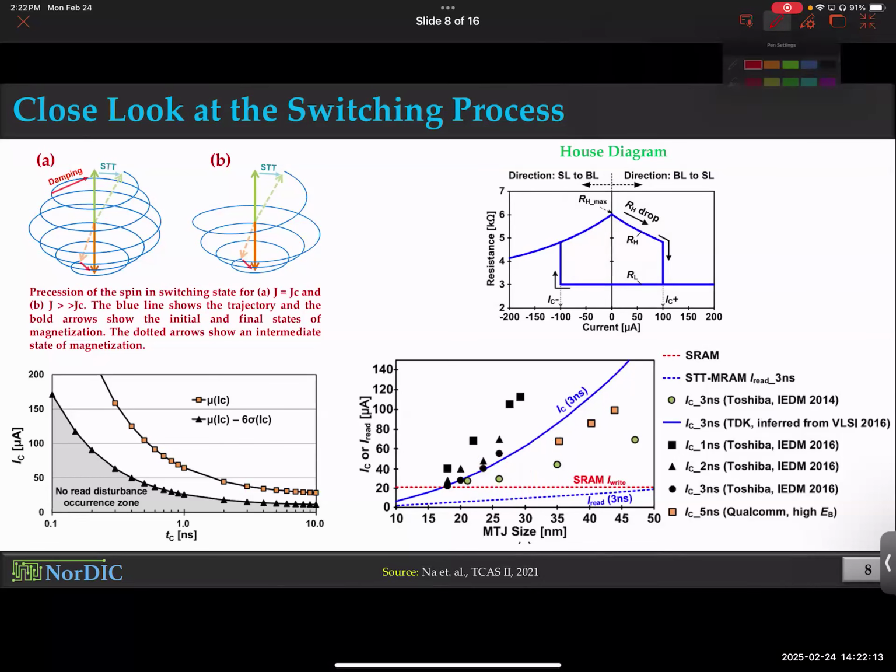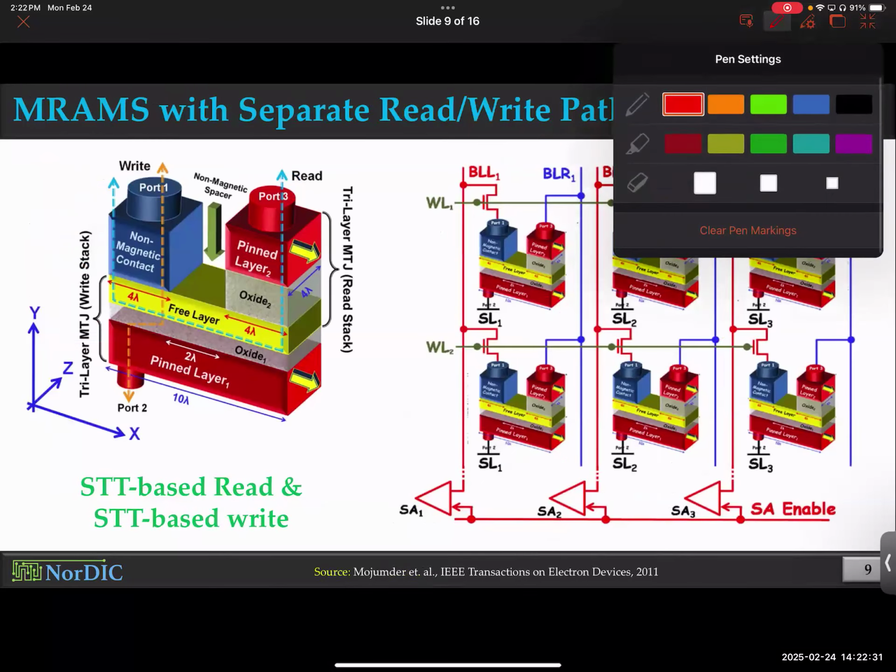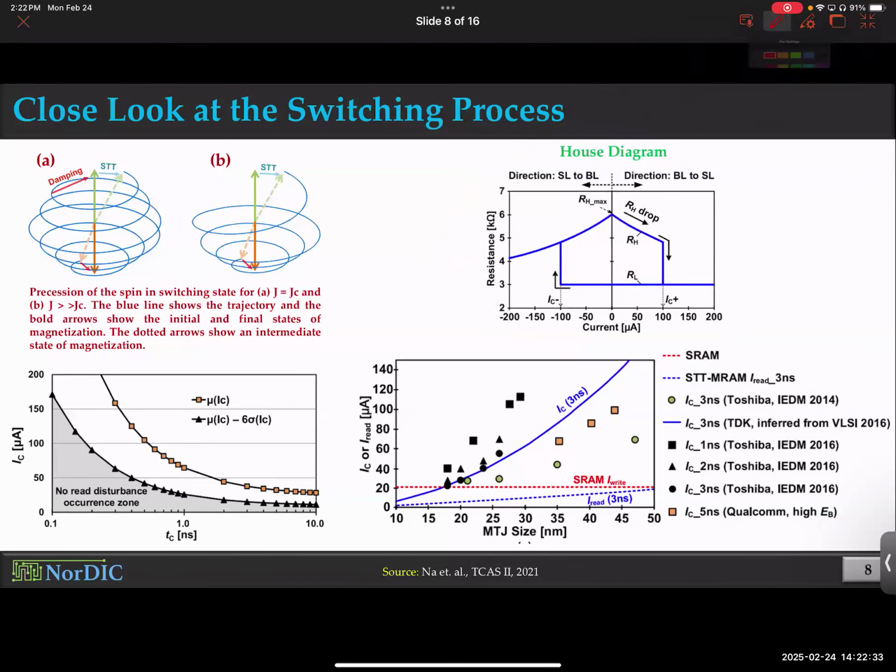Okay, finally, to address the question about non-linearity and linearity of the read current and whatnot, let's look at this diagram, which is a very standard diagram. Anybody who works on spintronics or spintronic memory knows this. This is called the house diagram because it looks like a house. I mean, doesn't it? You see that? Almost like a house and roof. So what is it?